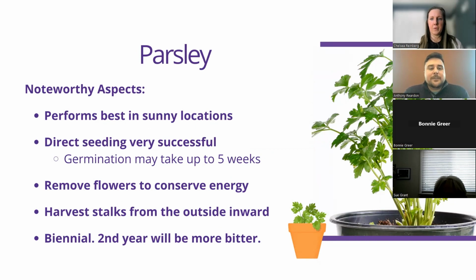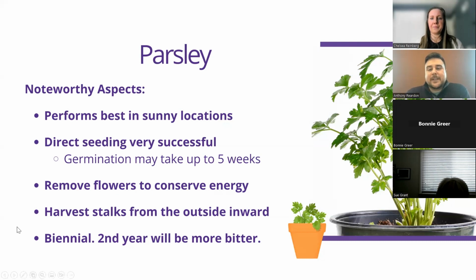Parsley. So this performs best in sunny locations, as all of them do, but this one particularly is going to need a little bit more sun. Direct seeding can be very successful with this, but what you need to keep in mind is that parsley takes a long time to germinate. It may take up to 5 weeks for those seeds to do anything at all. So you may think you've been unsuccessful in planting these seeds, but you may just want to give them a little bit more time. Remove the flowers to conserve the energy again.